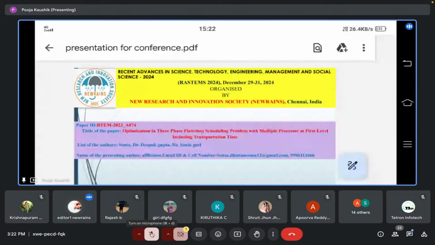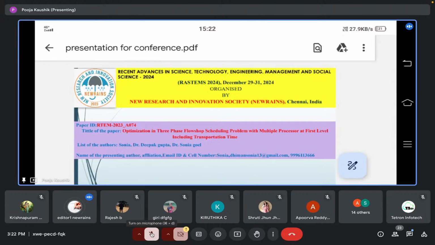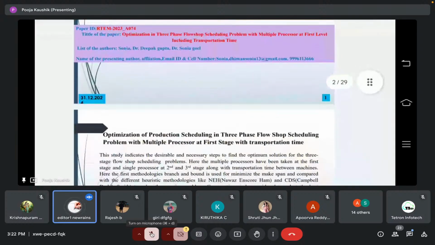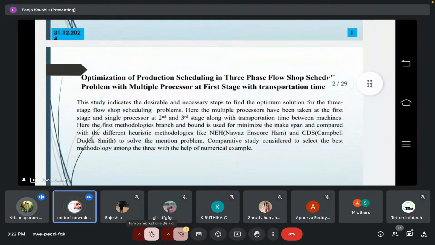Ma'am, my name is Sonia. I'm a research scholar at Maharishi Markandeshwar University, Mullana, Ambala, Haryana. And the title of my paper is Optimization in Three-Phase Flow-Shop Scheduling Problem with Multiple Processors at First Level, including Transportation Time. Is it visible, ma'am? Yes, it is visible and clearly audible. Go ahead. Okay, thank you, ma'am.